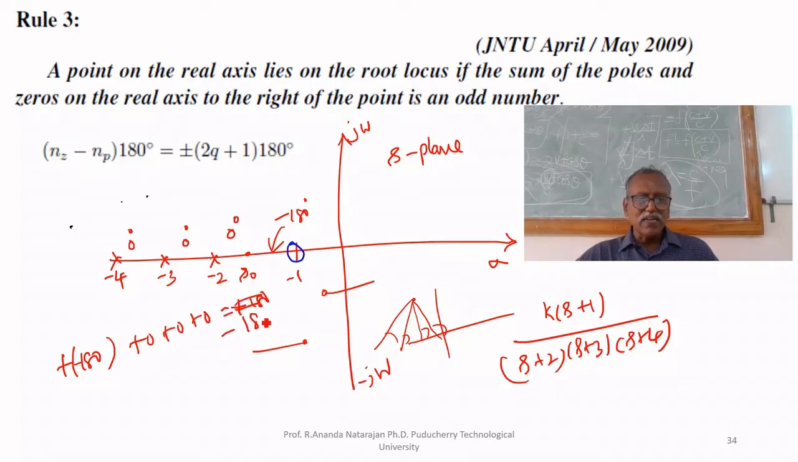Sorry, minus 180 degree you are getting. Because the angle is minus 180 degree. If you add all the angles, you will get minus 180 degree. It satisfies the condition. Therefore, S0 is on the root locus.